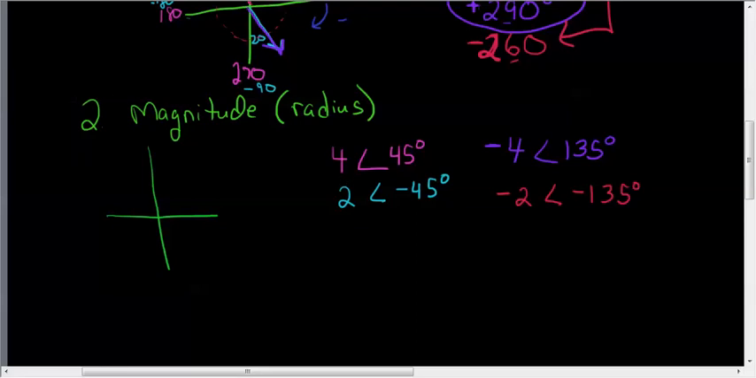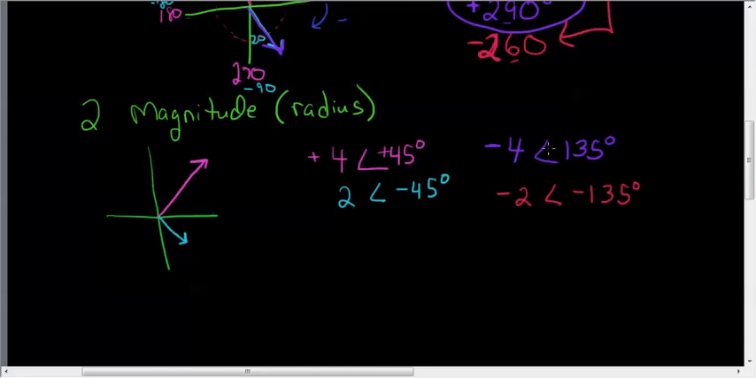of 4 at an angle of 45 degrees. All right, so this is a positive radius at a positive angle. So I turn to 45 degrees and I go forward 4. Now I would use a ruler and scale this to be 4 long. As compared to 2 at an angle of negative 45. Well, negative 45 is below the x-axis and I'm only going a magnitude of 2 this time. So if I were using a ruler, this radius would be half the length of that one.